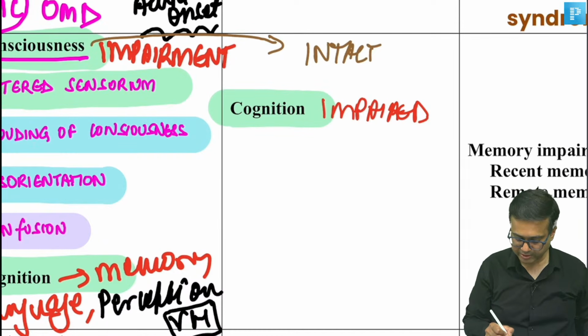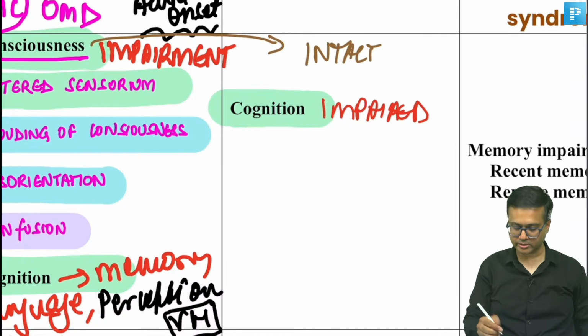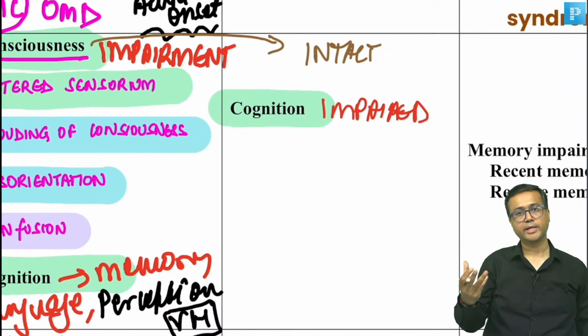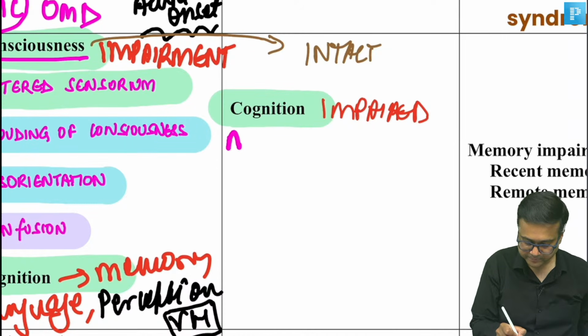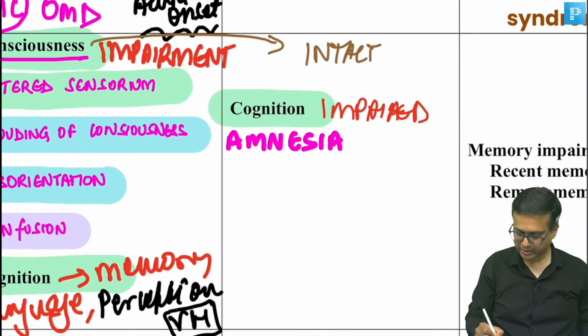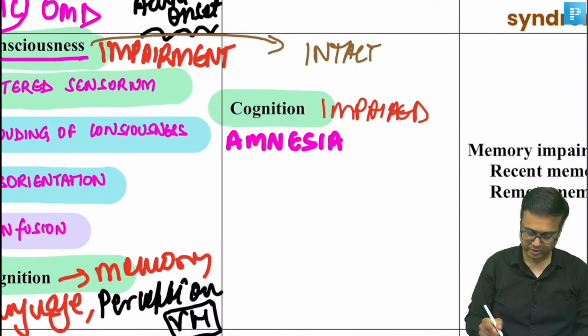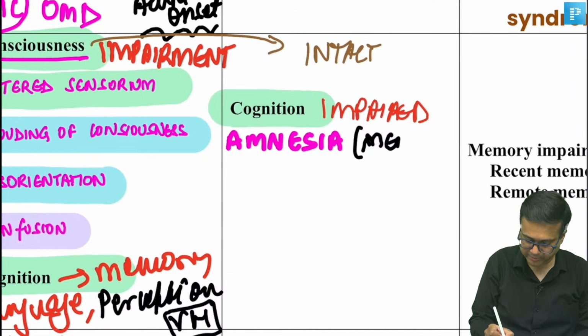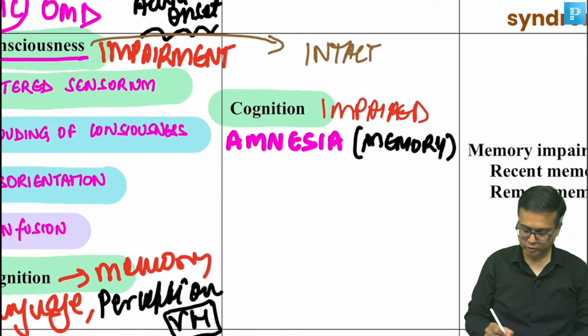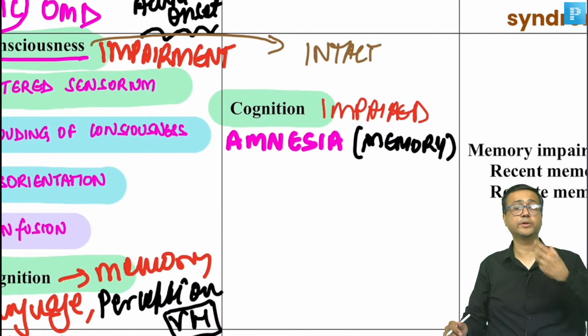You must have read these terms, beta, even in medicine and neurology. So let's discuss what are the impairments which can occur. The patient may develop amnesia. Beta, what is amnesia? Amnesia is loss of memory. So memory impairment can occur in the patient. Family members may complain that he is not able to remember things.